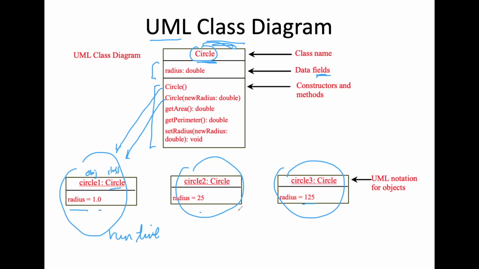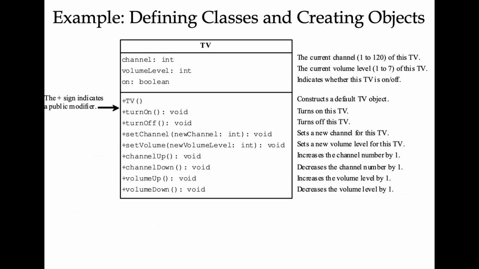Now that we have this holistic view of this circle class, let's look at how we define classes and create objects from them. This is another example of a class blueprint for building a television. This television class has a whole bunch of fields or properties like the channel number, TV channel, volume levels, and whether this TV is on or off. This on and off property is also the state of your TV. So in one state, the TV could be off. In another state, this TV could be on.